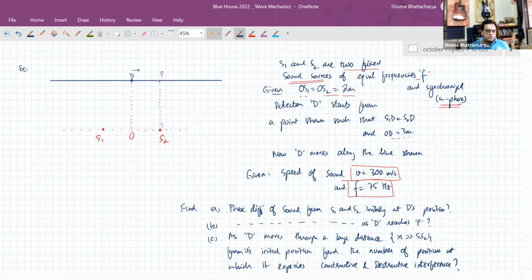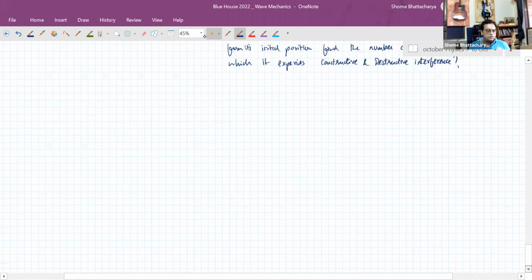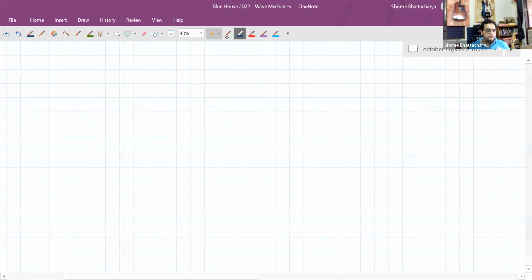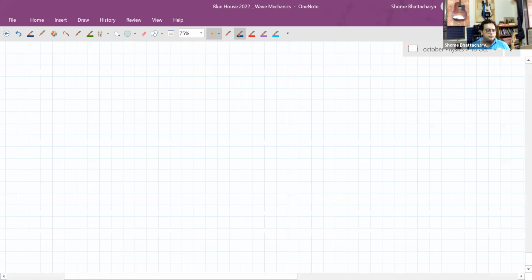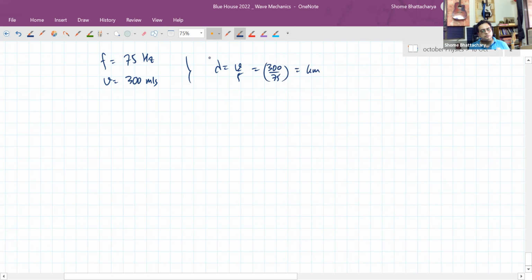Okay, people. So let's understand the fundamentals of this question first. So first of all, we are using this information given that the frequency of each source is 75 hertz and the wave speed is 300 meters per second. So the wavelength becomes 4 meters. So lambda is equal to 4 meters.